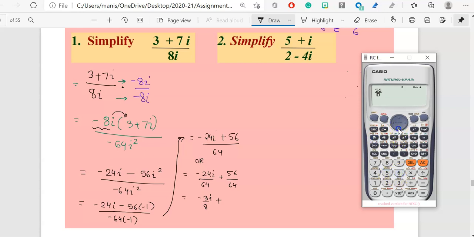56, because we have to write in the simplest form also. 64. What is the answer? 7 over 8. So this is my answer.